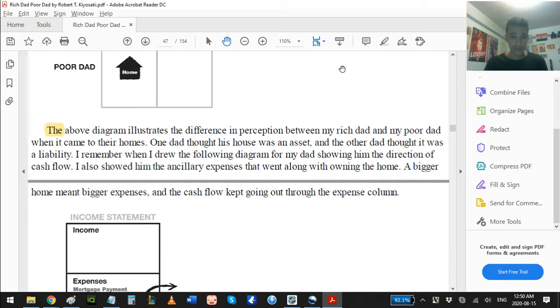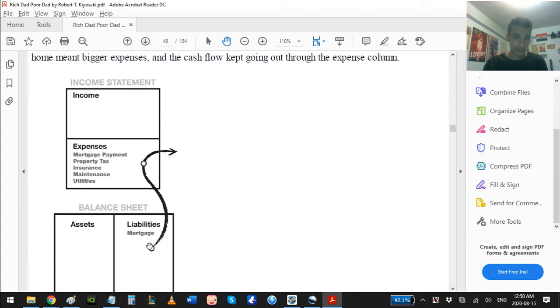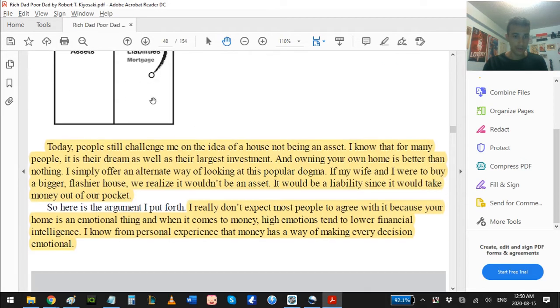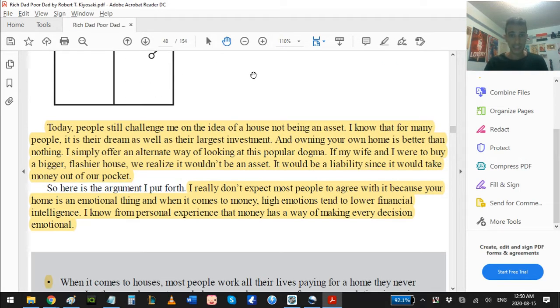A bigger home and bigger expenses, and the cash flow kept going out through the expense column. So you see here, mortgage, property tax, insurance, maintenance, utilities, going right into the void. Today, people still challenge me on the idea of a house not being an asset. I know for many people it is their dream as well as their largest investment, and owning your home is better than nothing. I simply offered an alternate way of looking at this popular dogma.